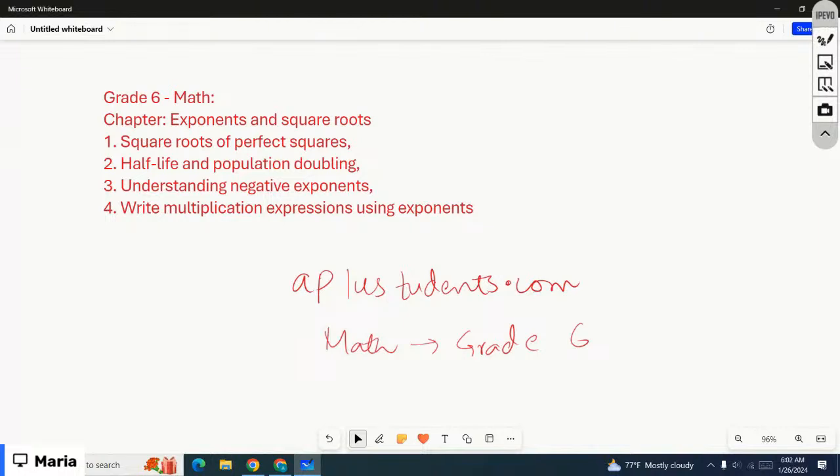The lesson we're going to cover today is exponents and square roots. And the lessons we're going to cover today are square roots of perfect squares, half-life and population doubling, understanding negative exponents, and write multiplication expressions using exponents. So please make sure you have your notebook and pencil so that you can note down the important examples and definitions as well.